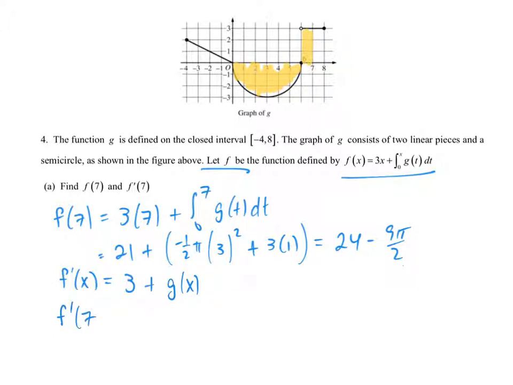So f prime of 7 is going to equal 3 plus g of 7. And g of 7 is just the y-coordinate on the graph of g when x is equal to 7. And so that's going to be this point right here, and the y value there, it looks like, is 3. And so this is going to be 3 plus 3, which is equal to 6.